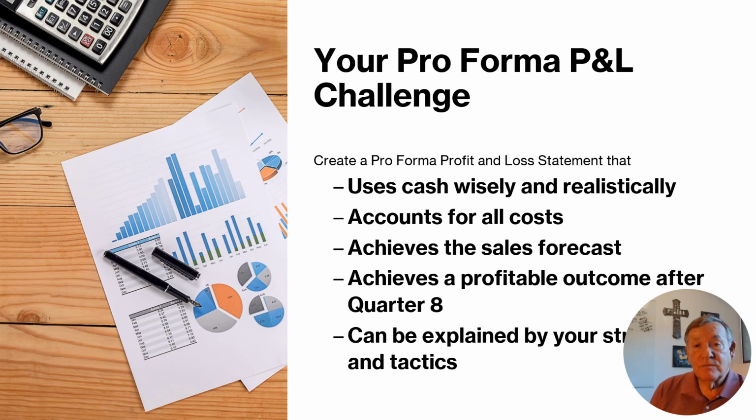So your challenge is to create a pro forma P&L. And to do that, you're going to use your cash wisely and realistically. You're going to account for every cost, every item that you expect to spend money on. You're going to account for those items that are going to achieve your sales forecast and hopefully a profitable outcome after quarter 8. And all of this needs to be explained by your strategies and by your tactics. This is not a wild guess. This is not just pulling numbers out of the air. Your pro forma P&L should be explainable.